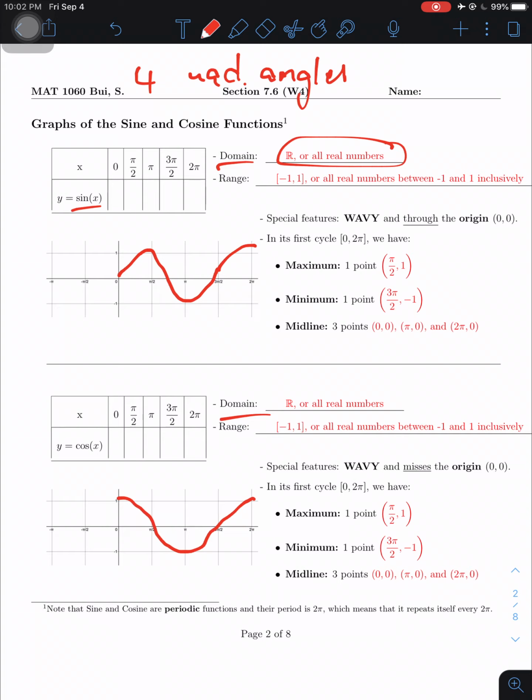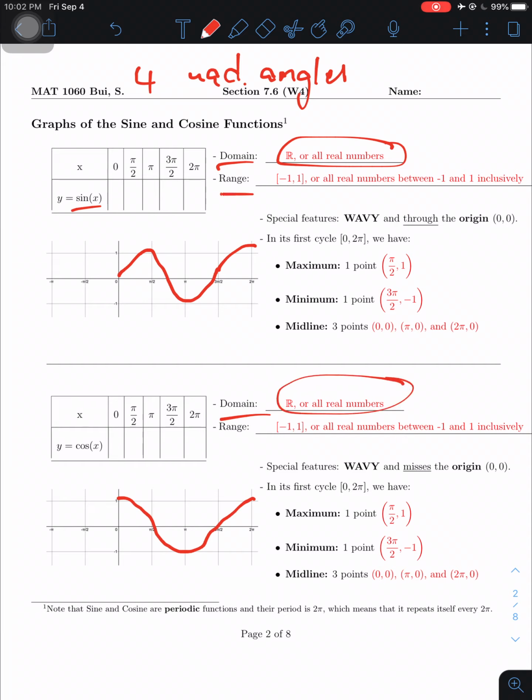Because sine and cosine functions can take any value. If you throw a 0 in there, that works too. If you throw a positive number in sine or cosine, that works too. If you throw a negative number in there, that also works for cosine and sine, right? So it takes all real numbers for the domain.